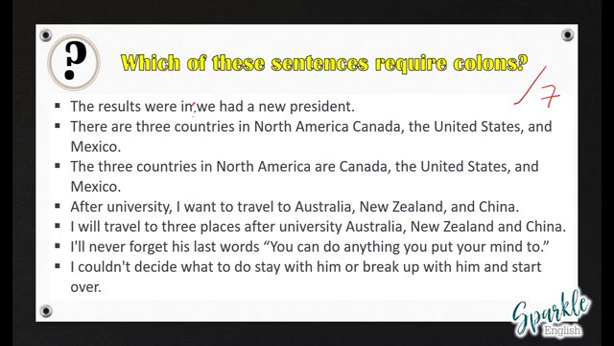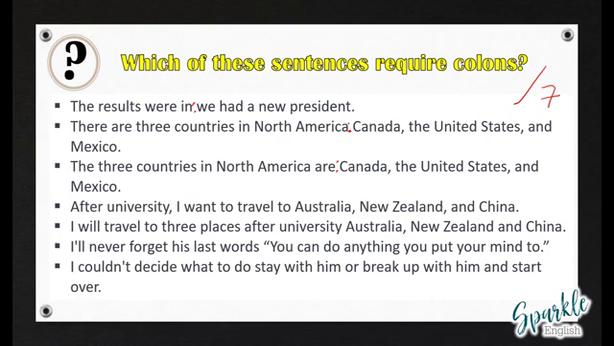There are 3 countries in North America. Now we're going to put a colon afterwards because we are introducing a list: Canada, the United States, and Mexico. Now, the third sentence is what might get people to be a bit confused. This says the 3 countries in North America are Canada, the United States, and Mexico. Some people might think that you have to put a colon here, but this is incorrect.